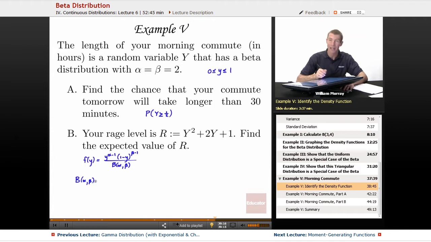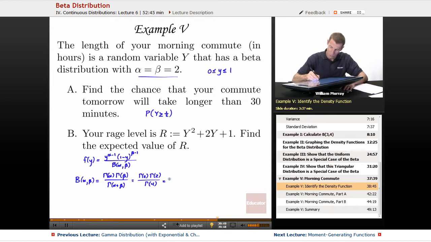I think the easiest way to calculate these, if you have whole numbers, is to convert it into gammas. So let me convert that into gamma of alpha times gamma of beta divided by gamma of alpha plus beta. That's the formula that we learned back on one of the first slides in this lecture. So in this case, we've got gamma of 2 times gamma of 2 divided by gamma of 4, because alpha and beta are both 2.